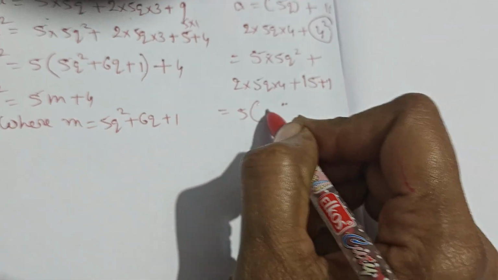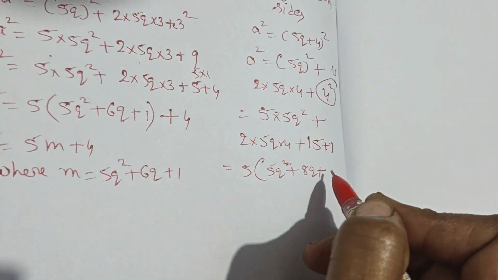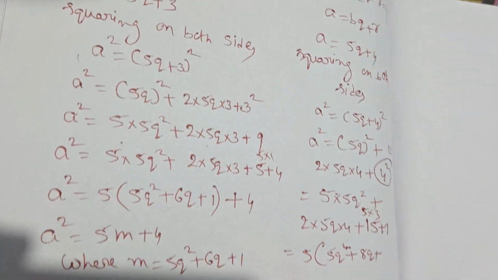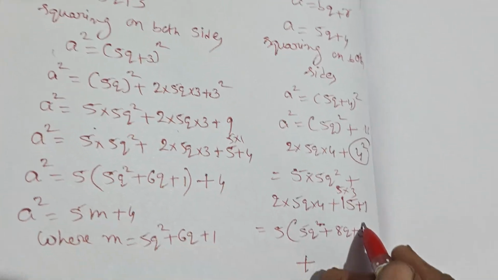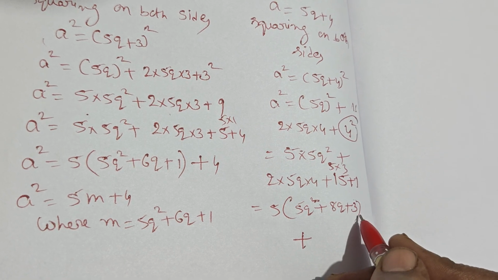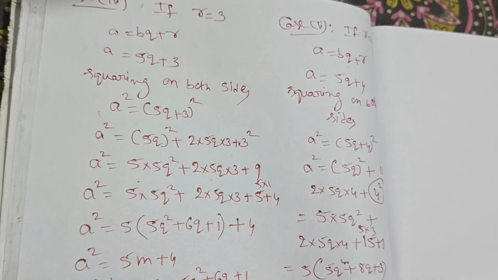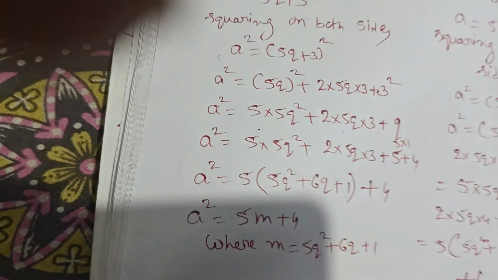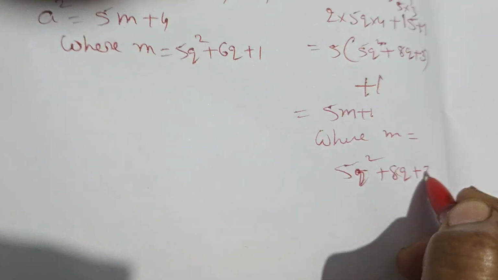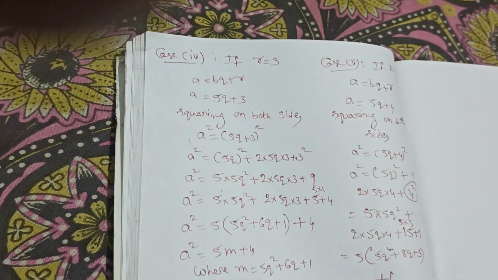What is common here? 5. If you take 5 common, 5q square, 2 fours are 8q. Here 15 can be written as 5 into 3, so if you take 5 common, 3 will be there. In plus 1 we won't get anything common, so we close the bracket and write plus 1. 5m plus 1, where m equals 5q square plus 8q plus 3. Did you understand? So here you got 5m plus 1.